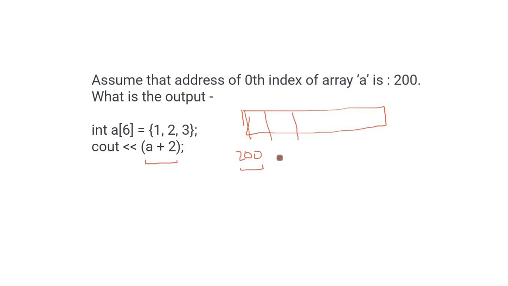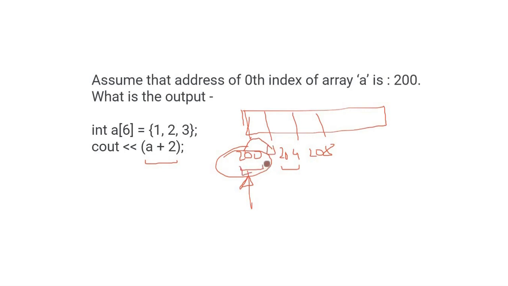So the value of A plus 1 would actually be 204, and the value A plus 2 would actually become 208. A is the address. Alright, so A plus 1 would be 204. A is more or less like a pointer, which we have discussed earlier. So with pointers we know that on incrementing them by 1, they actually move to the next memory location.